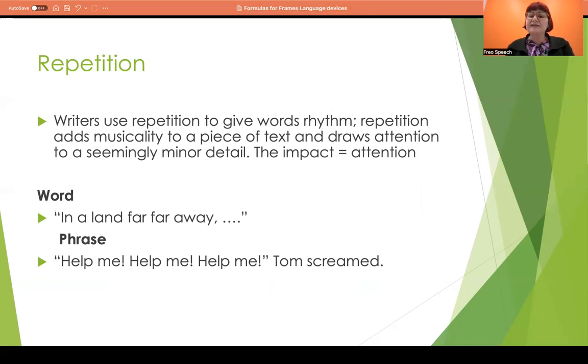These are emphatic devices. In a land far, far away. "Help me, help me, help me," Tom screamed. And again, I've deliberately embedded multiple examples of repetition in the texts so that children learn how to use them. Not too much, but now and again, sparingly used, they have a really powerful effect.